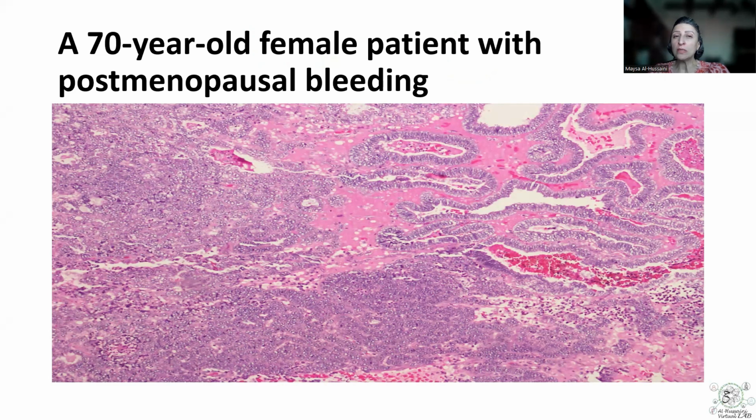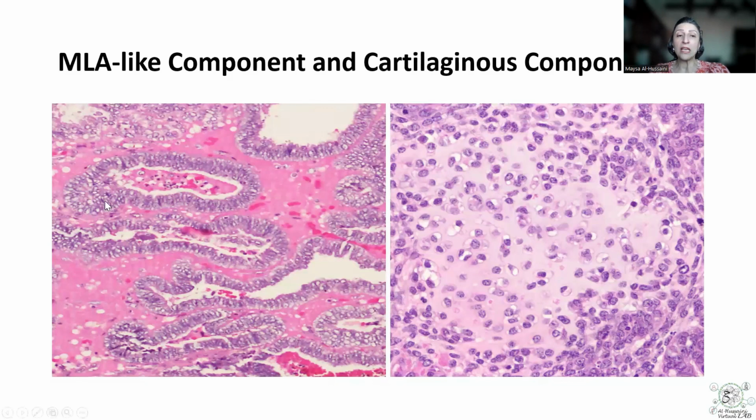Now, a very important tip is that these glands are lined by cuboidal cells containing acidophilic secretions reminiscent of the mesonephric remnants or hyperplasia or even carcinoma that we encounter in the cervix. But remember, this is from the endometrium. Now, on high power magnification, again, the tumor cells are cuboidal, forming glands containing secretions. And then in other fields or other foci, malignant cartilage was also encountered.